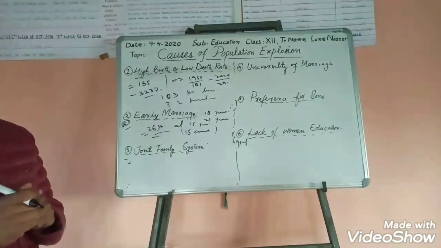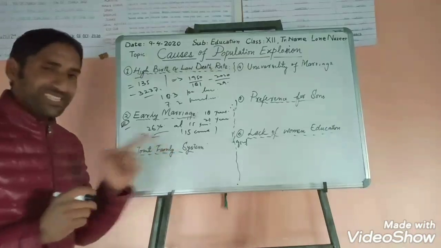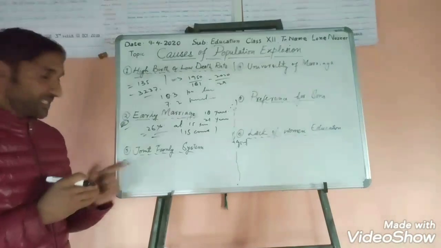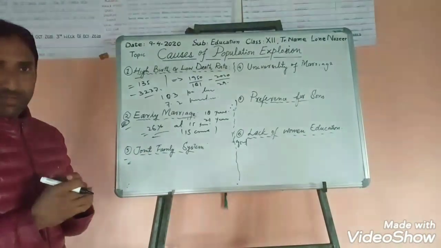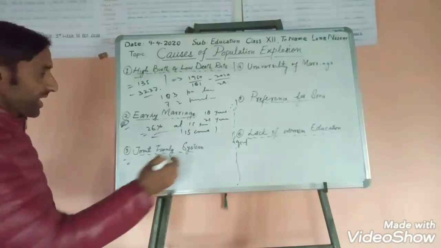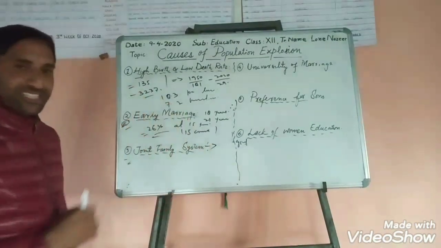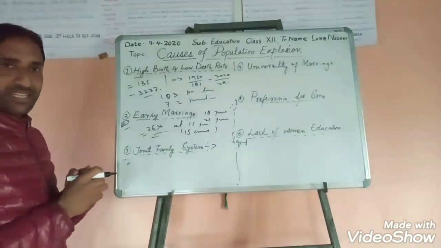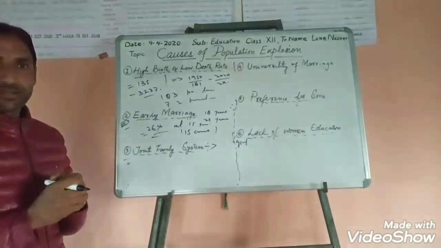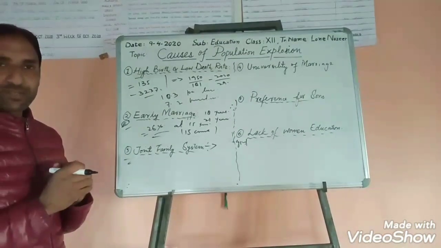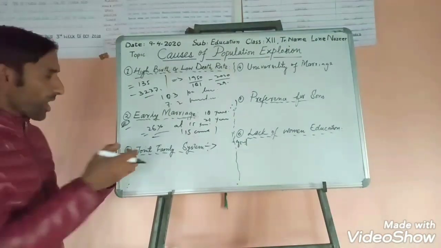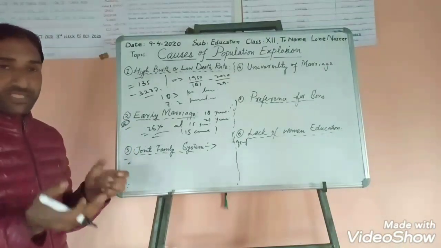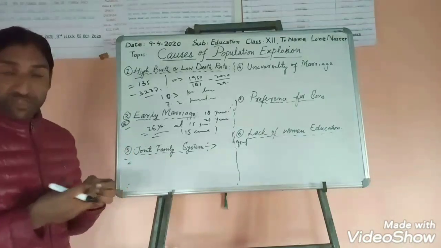Number third is joint family system. As you know, this custom is mostly seen in our Kashmir, the joint family system, as this reduces the responsibility of parents to bring up their children, because they have grandparents who look after their children. Because to bring up the children is a very difficult task.